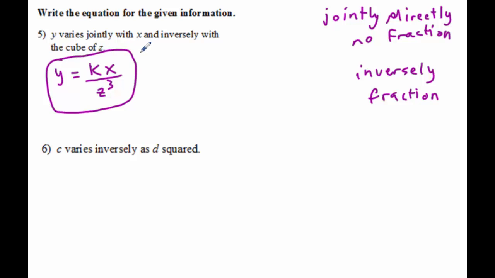Any questions? Where do you get a k from? There is always a k. Always? Yes. So on 6, when it says c varies inversely as d squared, there's a k on top because there's always a k on top. But since it's inversely, d squared goes on bottom. c equals k over d squared.